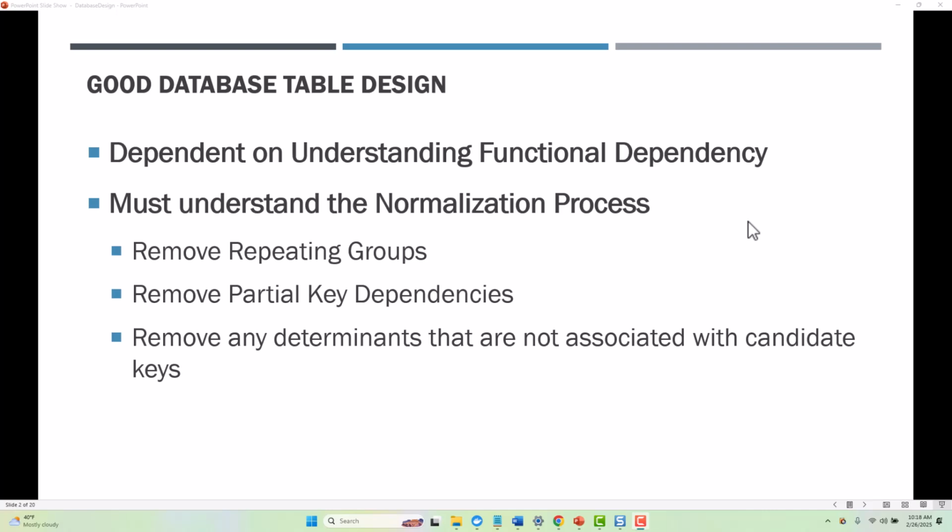Part of the steps are to remove repeating groups when they occur, to remove partial key dependencies and transitive dependencies that are not associated to any of the candidate keys. So in these cases, the last two are going to remove the anomalies that we might see from that prior example and take care of those situations. So those are some of the steps that we go through for the normalization process.